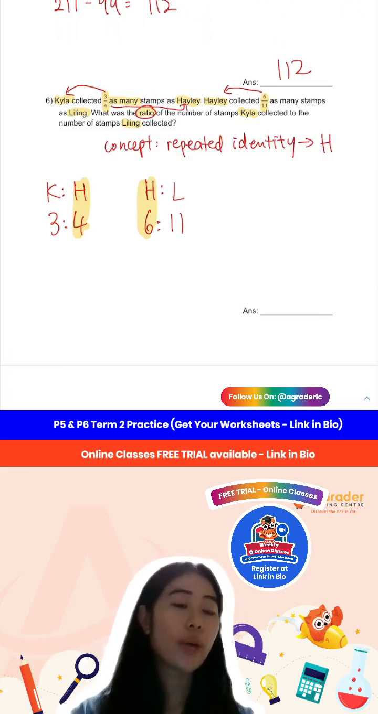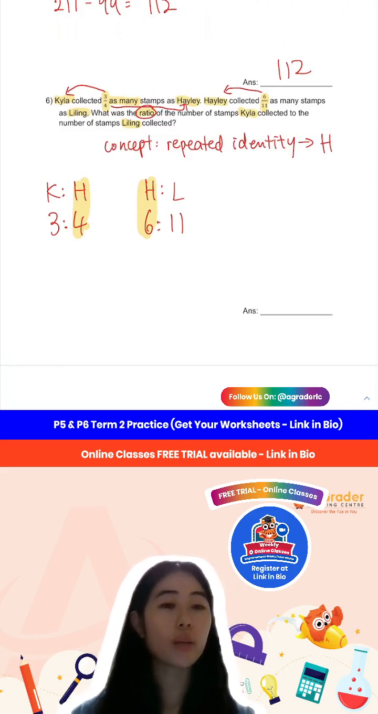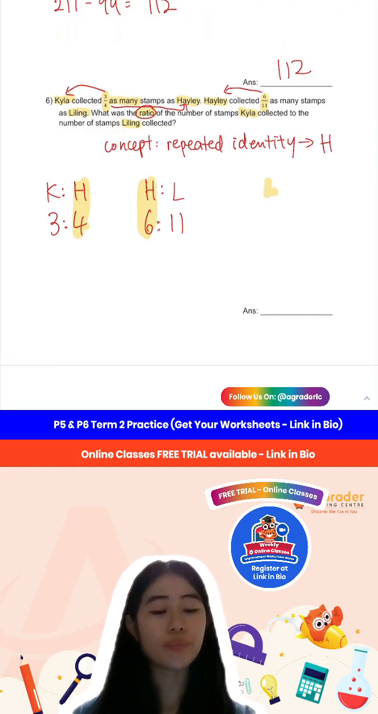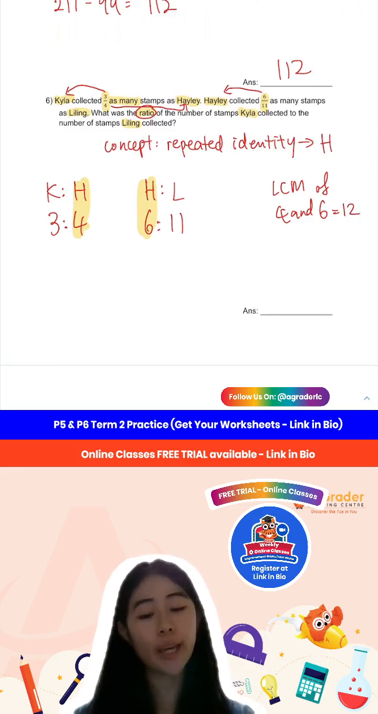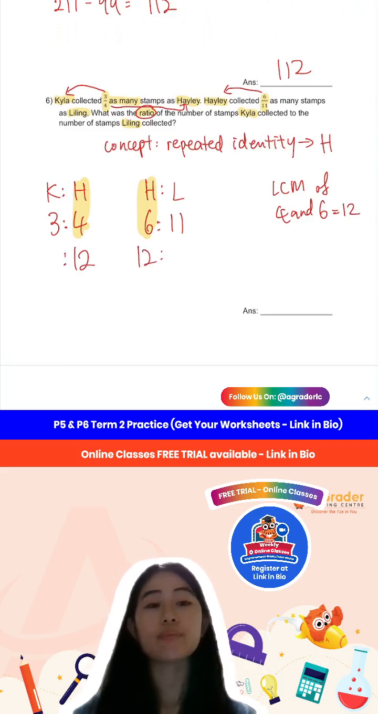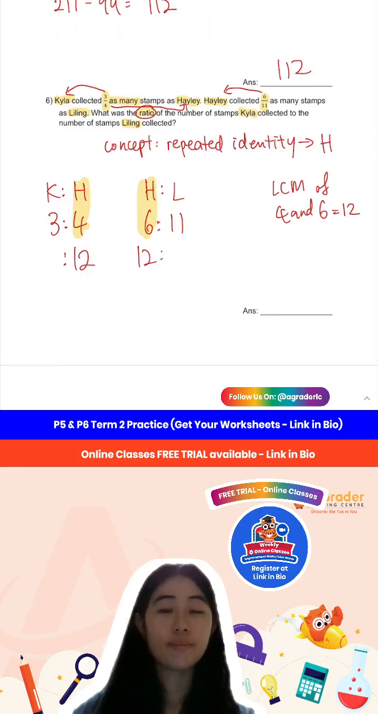Okay, so Jun Hong and Me Tart says 12. Yes, that's correct. So you use lowest common multiple, because the lowest common multiple of 4 and 6 is 12. So actually you should change Haley to 12 units. That means that your first ratio you have to times 3, right? And then your second ratio you have to times 2.